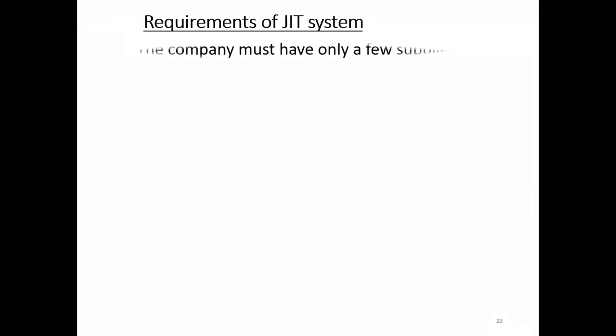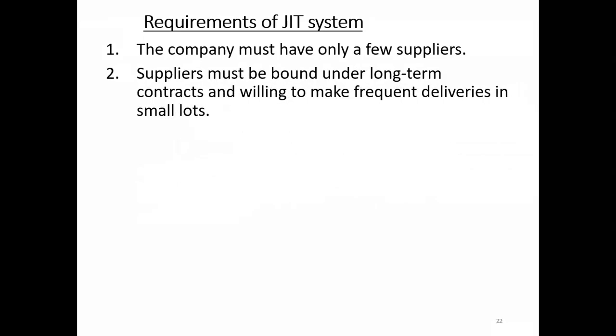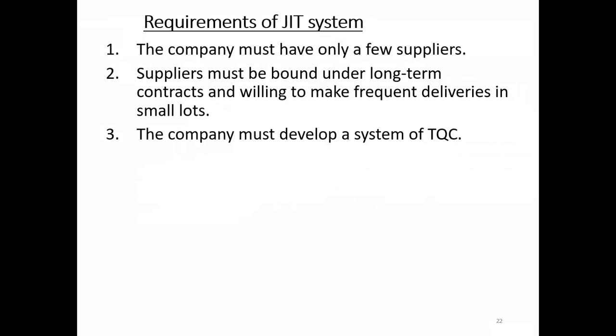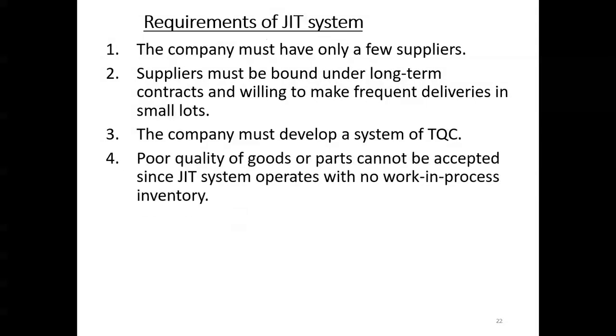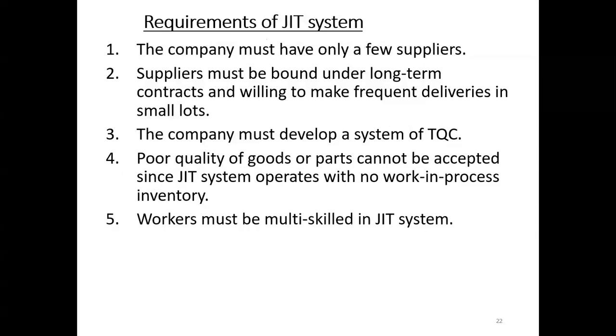So, what are the requirements we need to keep as far as just-in-time inventory is concerned? The company must have only a few suppliers. Suppliers must be bound under long-term contracts and willing to make frequent deliveries in small lots. The company must develop a total quality system, and poor quality of goods or parts cannot be accepted, because this is just in time with no work in progress inventory. Workers must be multi skilled in just in time.